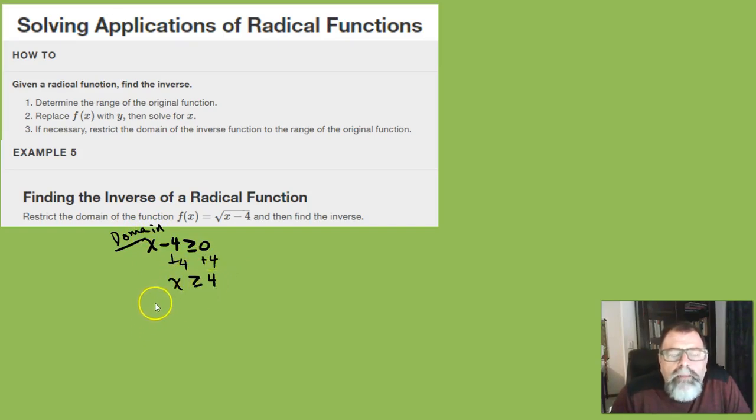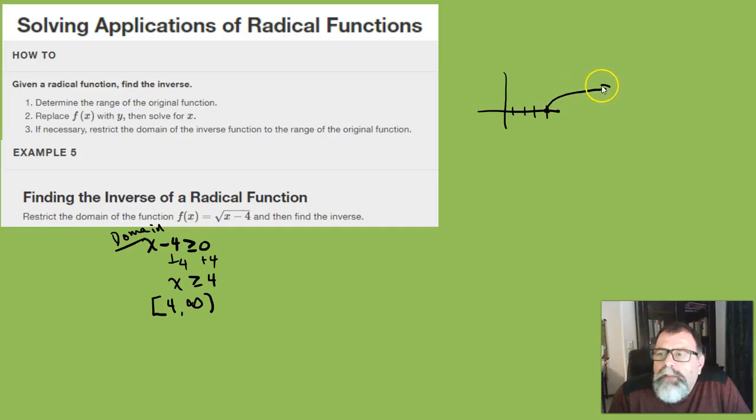So our domain is from 4, if we want to write it in interval notation. I haven't been doing that lately, but I should. Okay, so that's our domain. And then we want to find, and this is a one-to-one function, so it's just a translation of your basic square root function, 4 units to the right.